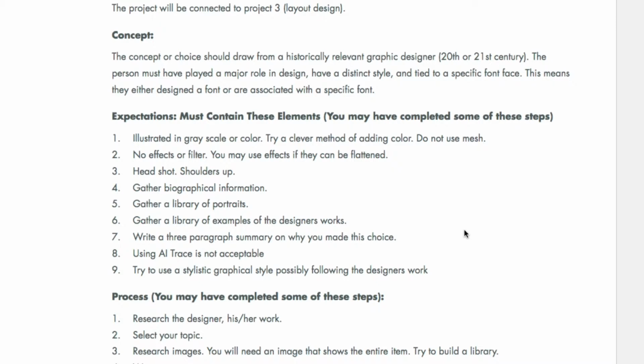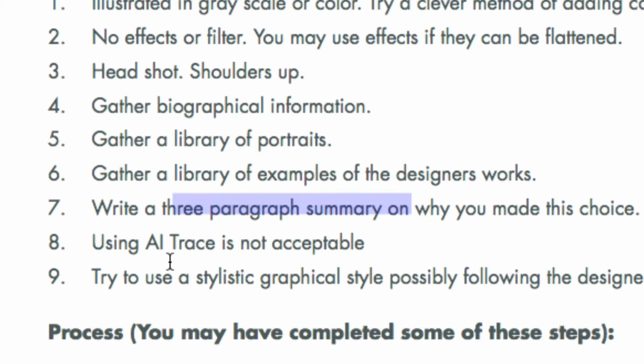Gather biographical information. You've done that. You did research. You wrote about them. Gather a library of portraits. You've done that. Gather a library of examples of the designer's work. You have done that. Write a 3-paragraph summary on why you made this choice. You have done that as well. And there's another feature called Illustrator Trace that is not acceptable. You cannot use that feature.